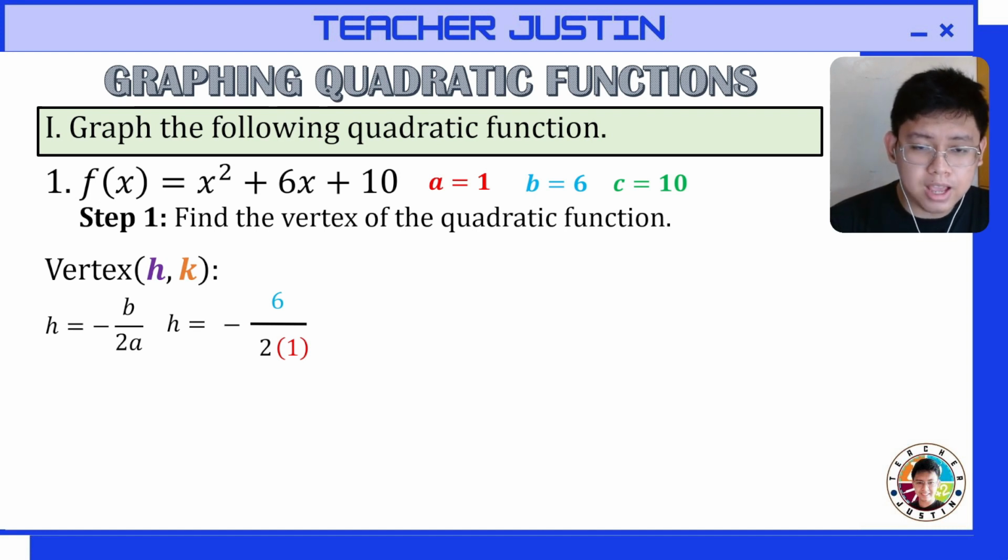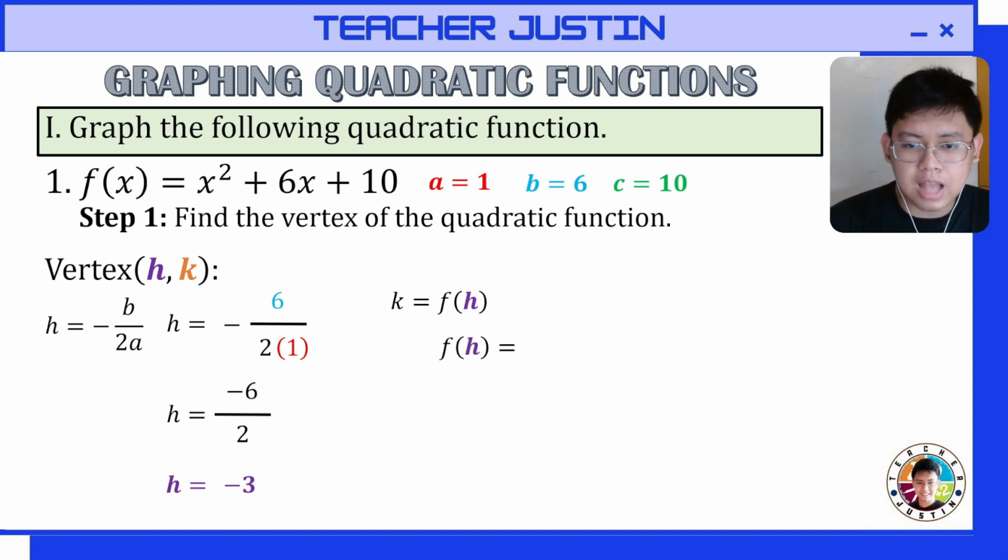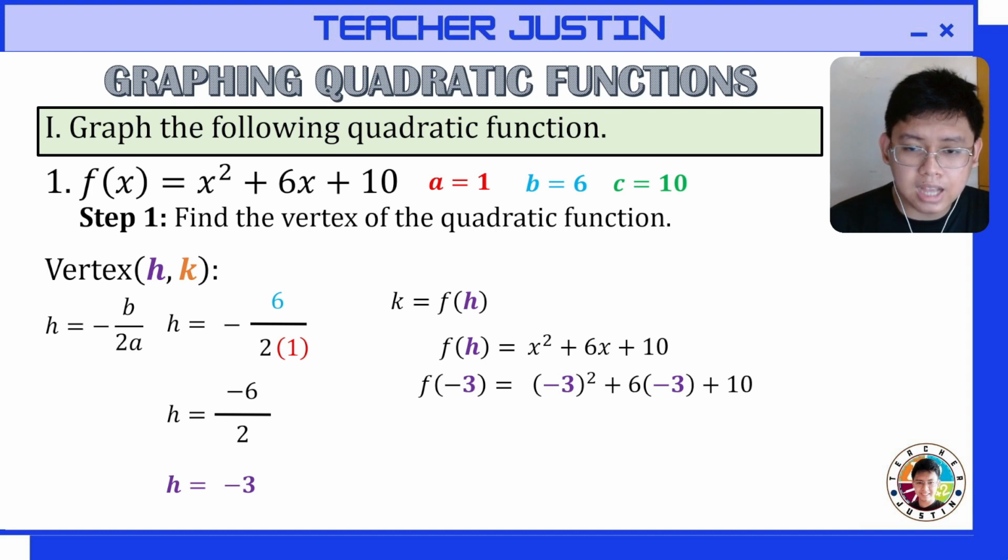Now, let's simplify. We will have negative 6 over 2. And negative 6 divided by 2 will be negative 3. And that will be our x-coordinate. Now, punta naman tayo sa ating k. To solve for k, since integer yung ating h, we will just substitute h to our x. So, we will have negative 3. So, let's replace all variable x by negative 3 and then simplify.